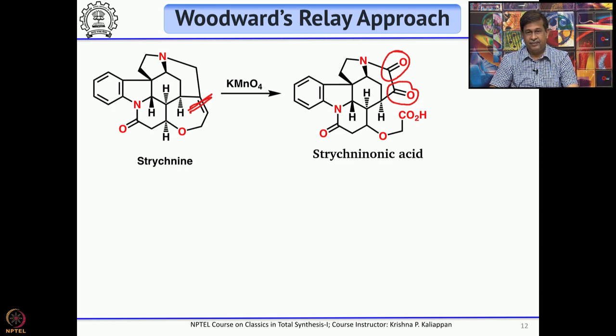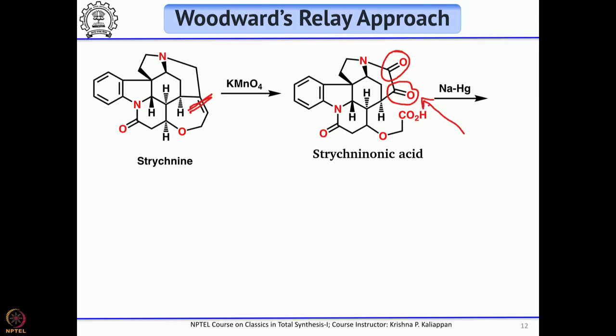The next step: this is also called strychninonic acid. Then sodium amalgam selectively reduces this keto group in the presence of two lactams.